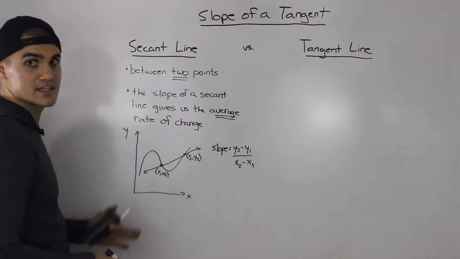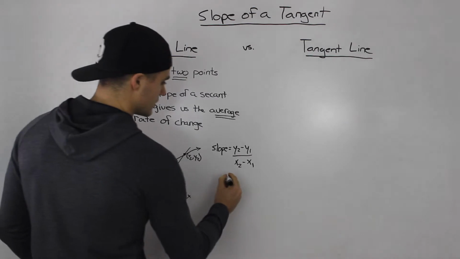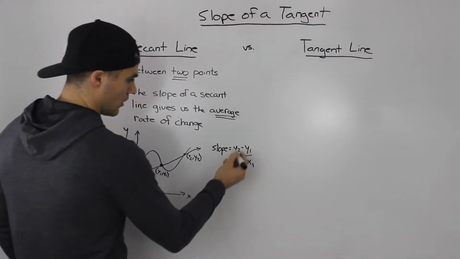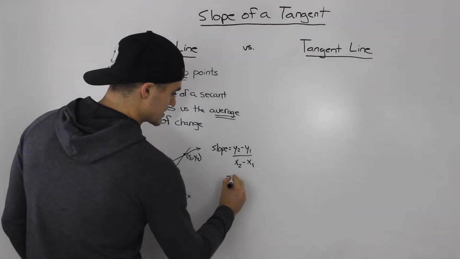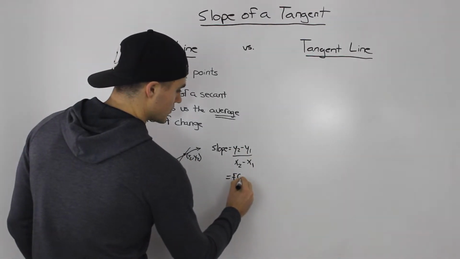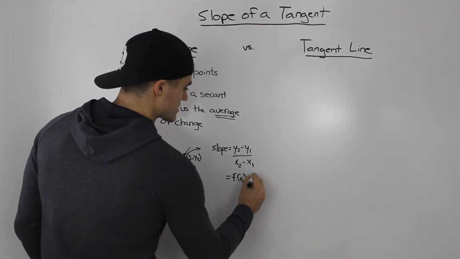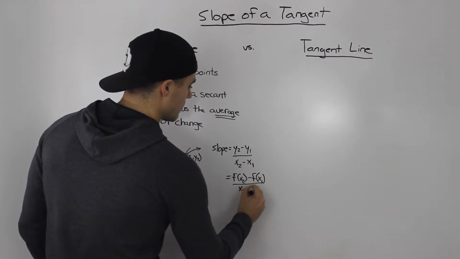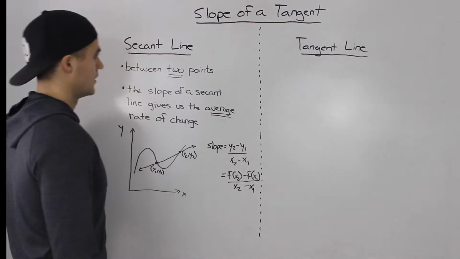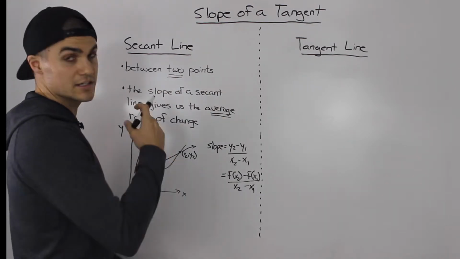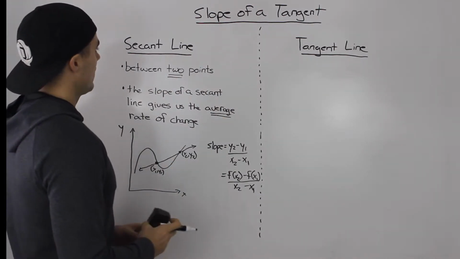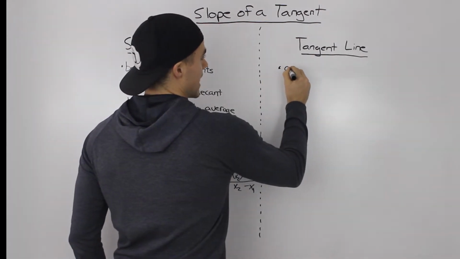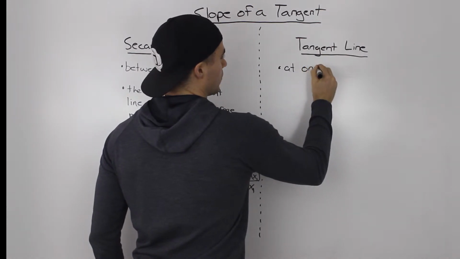And if this function is defined by an equation, so let's say y is equal to f of x, well then the point y2 would be the same as f of x2 minus f of x1 over x2 minus x1. Okay, so what about a tangent line? How does it differ from a secant line? Well, a secant line is always between 2 points, and a tangent line is always at 1 point.